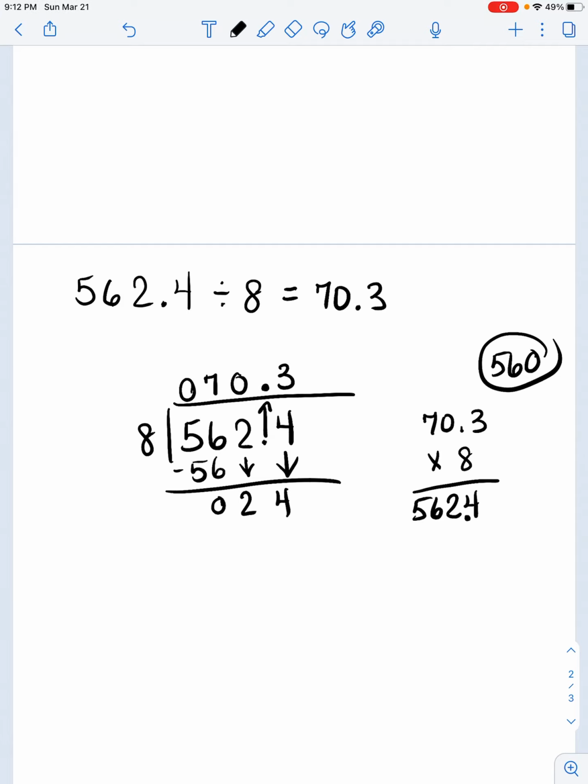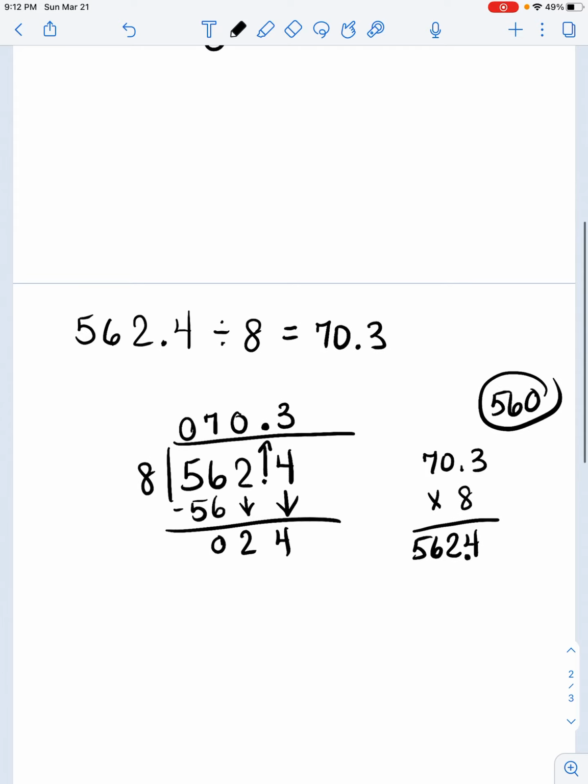And that's how we divide with decimals when the divisor is a whole number. If your divisor is a decimal, that's a whole other story, and we will discuss that in another video.